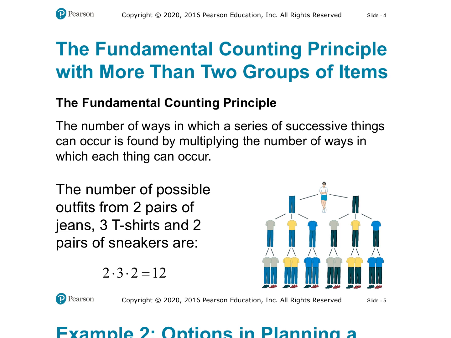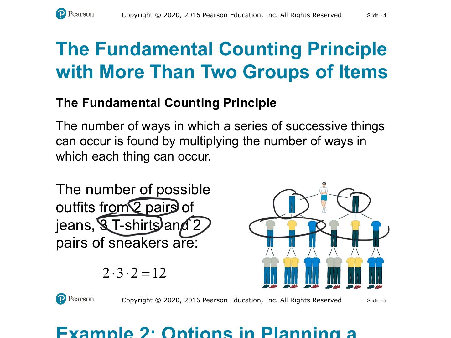So the number of possible outfits from 2 pairs of jeans, 3 t-shirts, and 2 pair of sneakers are 2 times 3 times 2. So all you're really seeing is anytime you have numbers as your representation of items, you're just going to multiply them all together. So we have the 2 jeans, the 3 shirts, and then the 2 pair of sneakers. And then those get applied for all the outfits. So 2 times 3 times 2 is going to be 12.